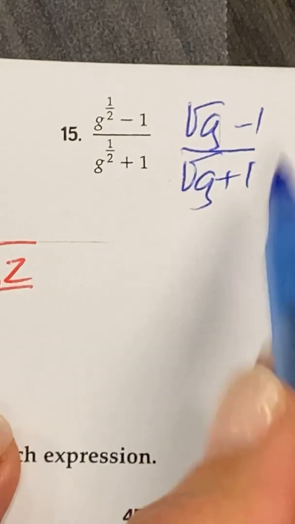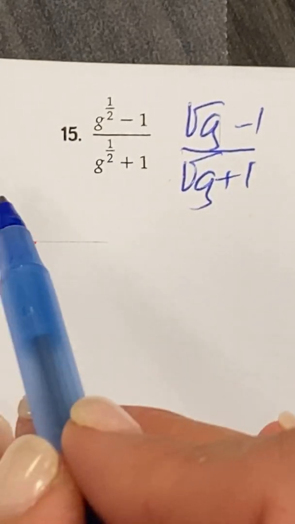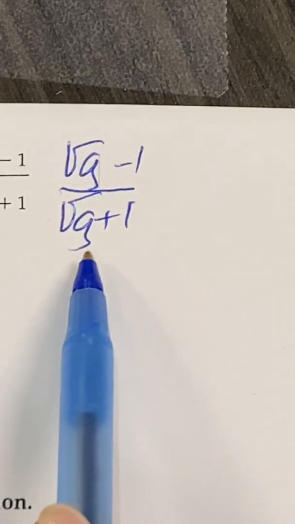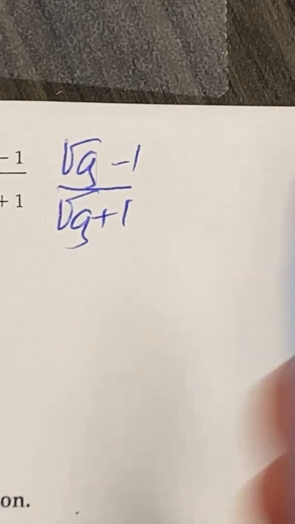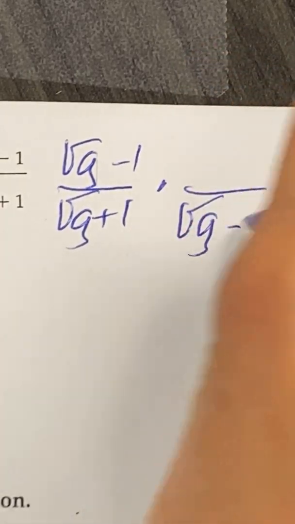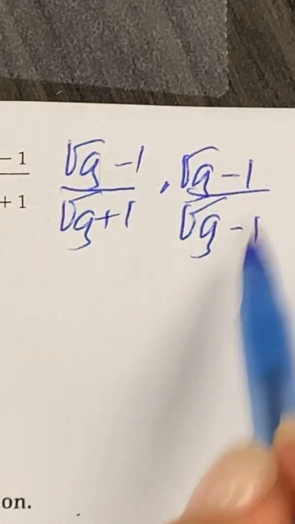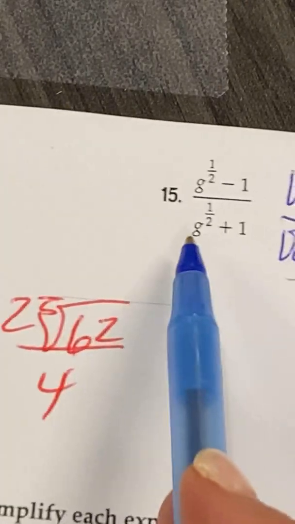Yep. To me, I'd rather see it like this than like this. Because now I'm going to multiply by the what? Conjugate. What is the conjugate? Square root of g minus 1. To me, I just like the way this looks better than with the fraction exponents.